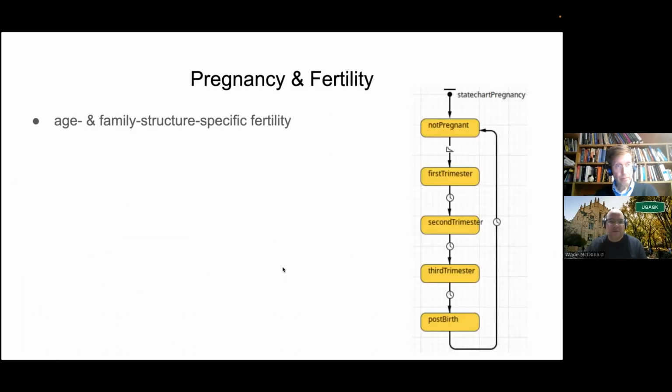Pregnancy and fertility is represented in an age and family structured specific fertility rate. So this state chart represents pregnancy, beginning with not pregnant, and then going through the trimesters and a post-birth period. The key being that the rate of this transition from not pregnant to the first trimester depends on a person's age and their number of previous children that they've already had.